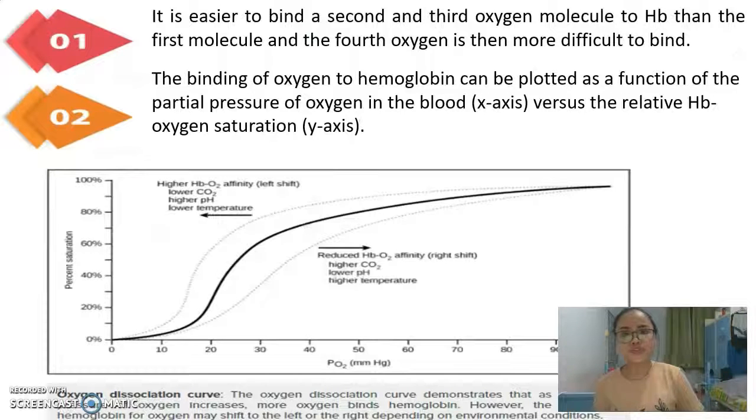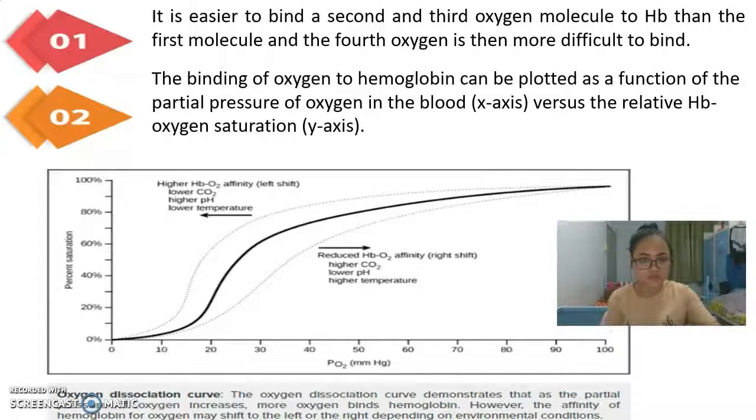It is easier to bind a second and third oxygen molecule to hemoglobin than the first molecule, and the fourth oxygen is then more difficult to bind. This is because the hemoglobin changes in its shape, or conformation, as the oxygen binds.